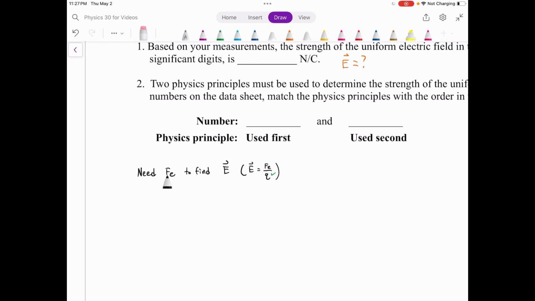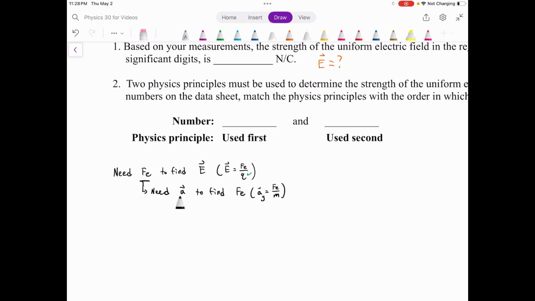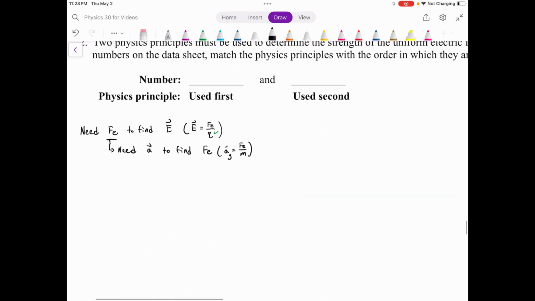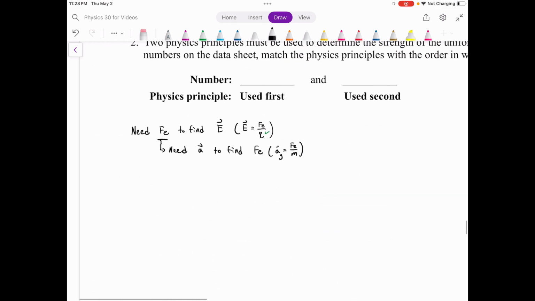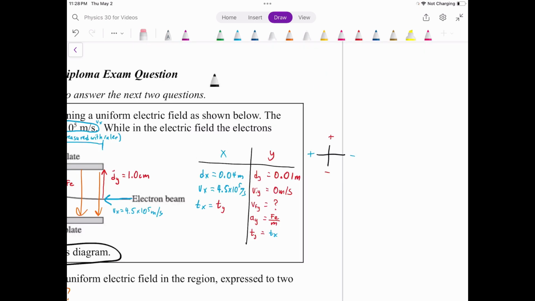But to find the force, we would need the acceleration, right? With Newton's second law, acceleration is equal to the force divided by the mass. So the vertical acceleration is equal to this vertical electric force divided by the mass. But we don't have the acceleration. So to find the acceleration, like we said, we would just need one more kinematics variable because then we would have 3 and we could find the acceleration with the appropriate equation.